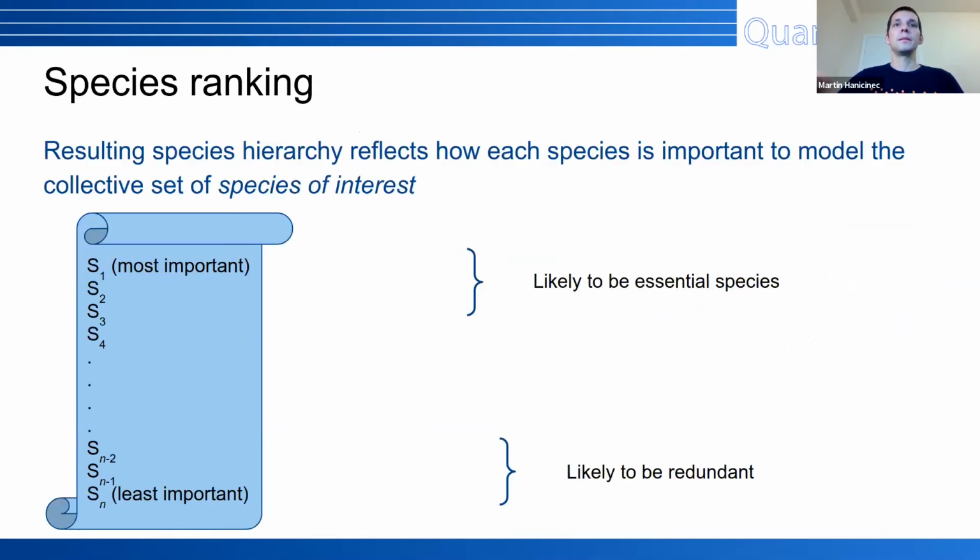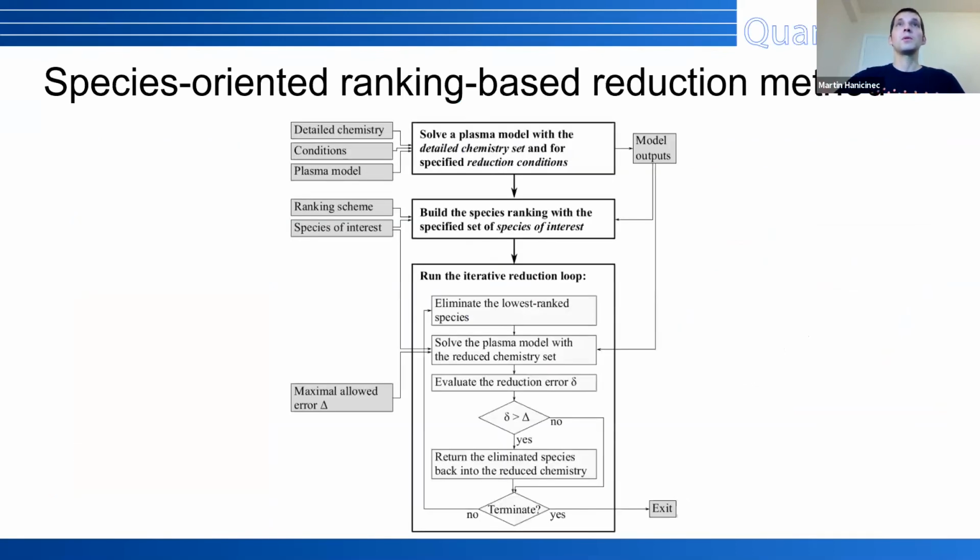So, finally, we have ranked the species, and it can be said that the highest ranked species are likely to be essential species for our application, while the lower ranked species, these bottom dwelling species, are in turn likely to be redundant for our applications. So how can we do the chemistry set reduction now with this species ranking? What I'm using here is what I call the species-oriented ranking-based iterative reduction method, and the method is described by this flow chart.